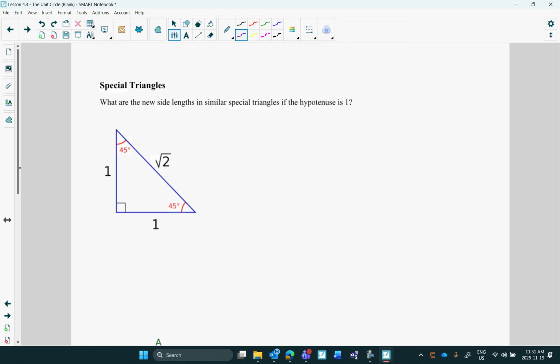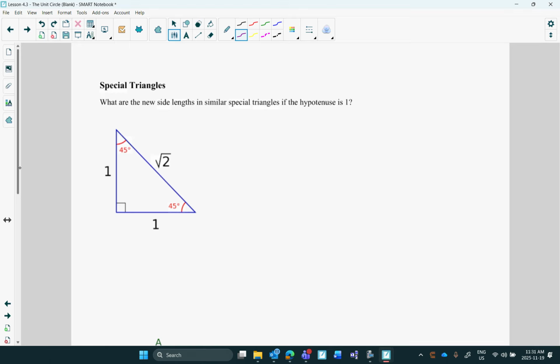What I need to do to figure out trig ratios of certain angles and to solve trig equations that involve certain angles is I need to put triangles in the unit circle. And if I need to put triangles in the unit circle, remember the unit circle has a radius of 1. So that means that the hypotenuse has to be 1.